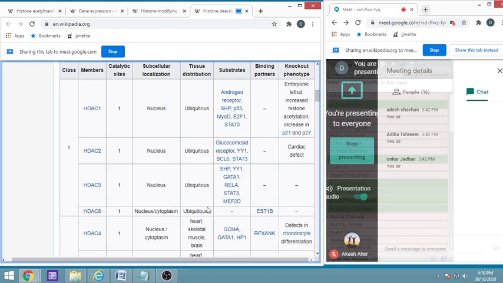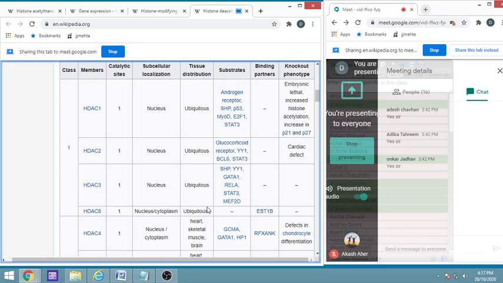Now what will happen if this gene is not there? We call it a knockout. If you remember, we have used this word earlier also. Knockout means that particular gene is removed. If it is an animal, a mouse, and HDAC1 is not there, we call it an HDAC1 knockout mouse. In that case what will happen? It will show embryonic lethality, increased histone acetylation, and an increase in proteins like P21 and P27.